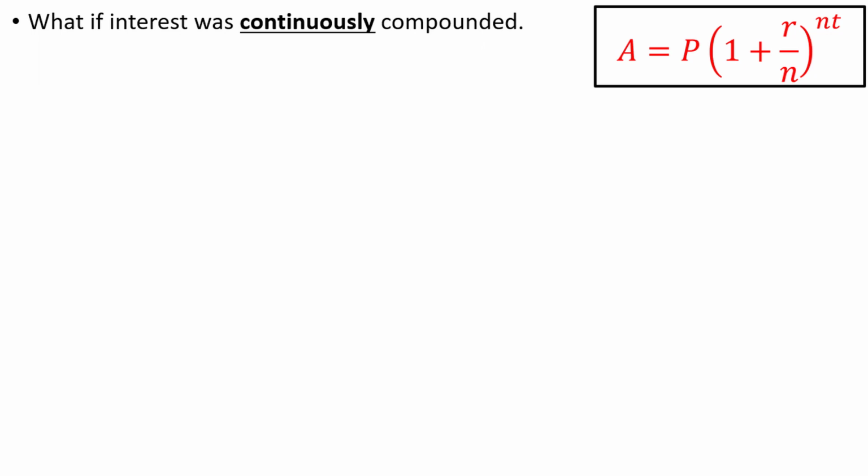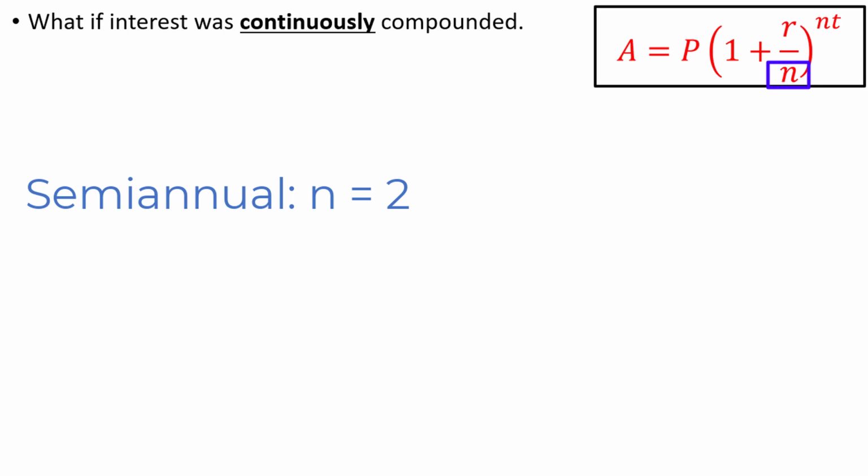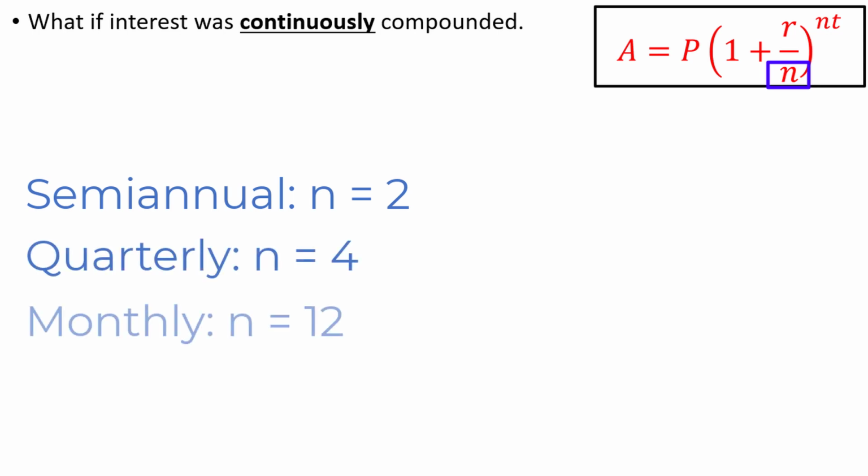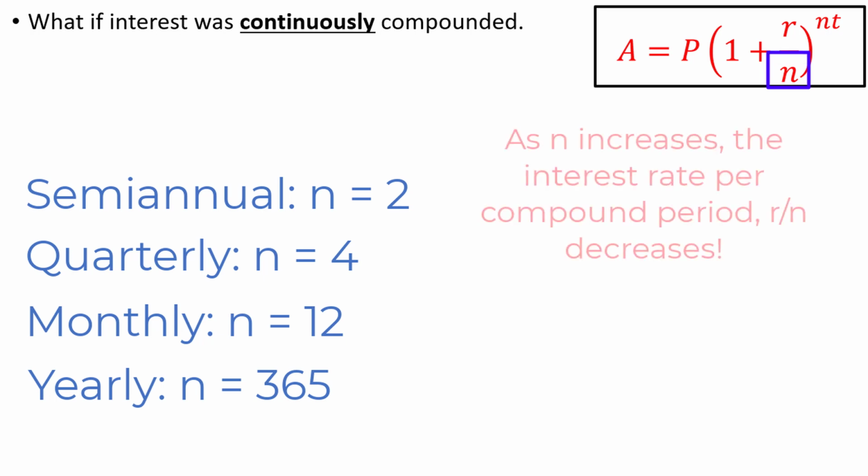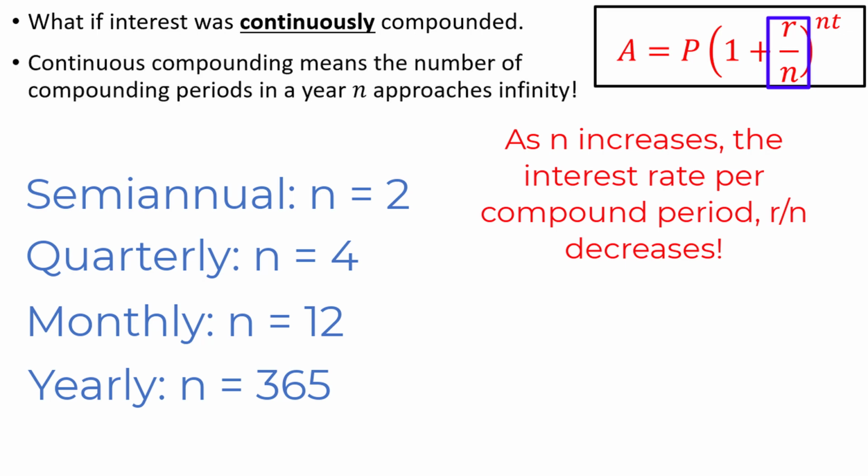Well, not really. Recall that with semi-annual interest, you had to divide the annual interest rate by 2, which was the value for n in the formula. For quarterly, you had to divide by 4, monthly by 12, daily by 365, etc. That meant as n got bigger and bigger as the number of compound periods per year increased, our interest rate per compound period, r divided by n, got smaller, as n is in the denominator. Well, for continuous compounding, the number of compounding periods per year, n, actually approaches infinity.